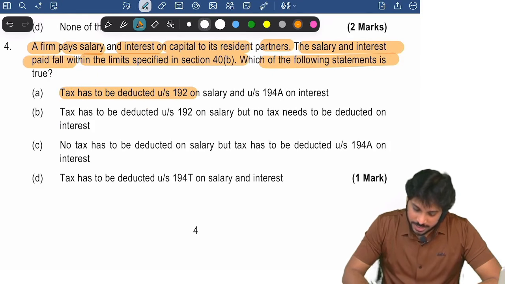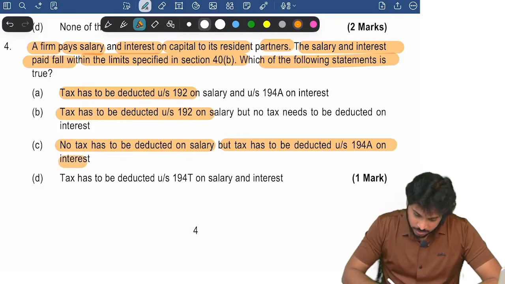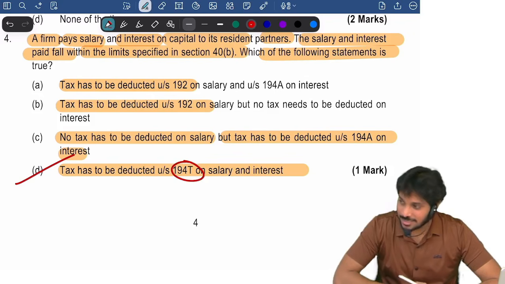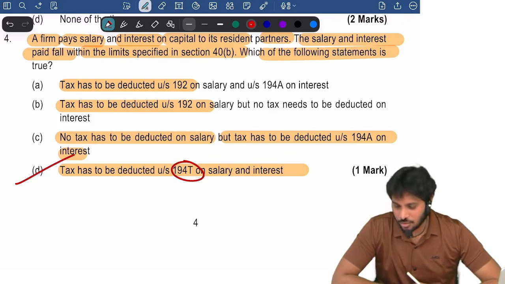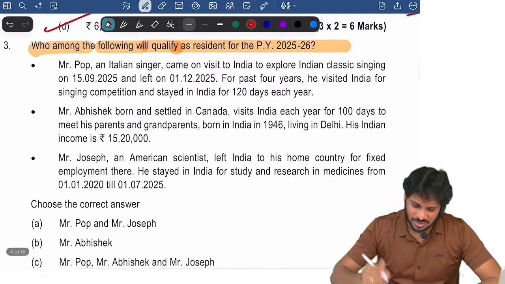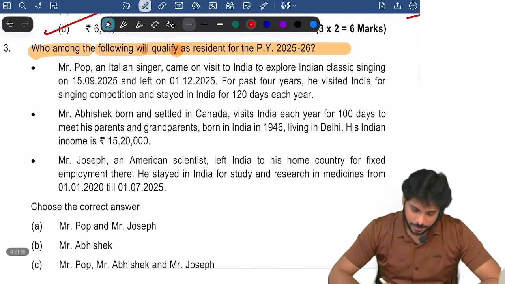They are within the limits. Tax to be deducted under 192, wrong. No taxes deducted, but taxes deducted, no. Taxes deducted, the answer is D. There's a new section which is added, 194T. So the answer is D. Fourth question, answer D. Easy, silly question. Next, we'll see this one.